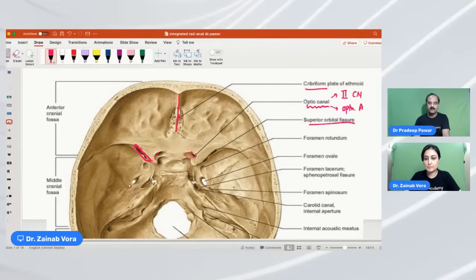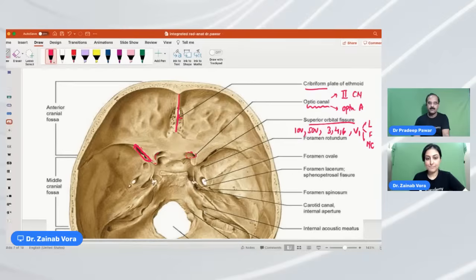So that's the superior orbital fissure, and what passes through it are the third, fourth, and sixth nerves, and the ophthalmic division, which further divides into lacrimal, frontal, and nasociliary nerves, along with the superior and inferior ophthalmic veins, and the recurrent meningeal branch of the ophthalmic artery.